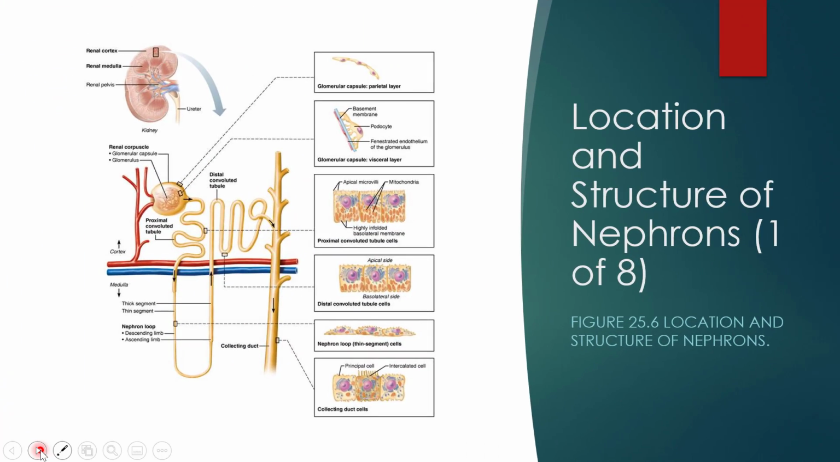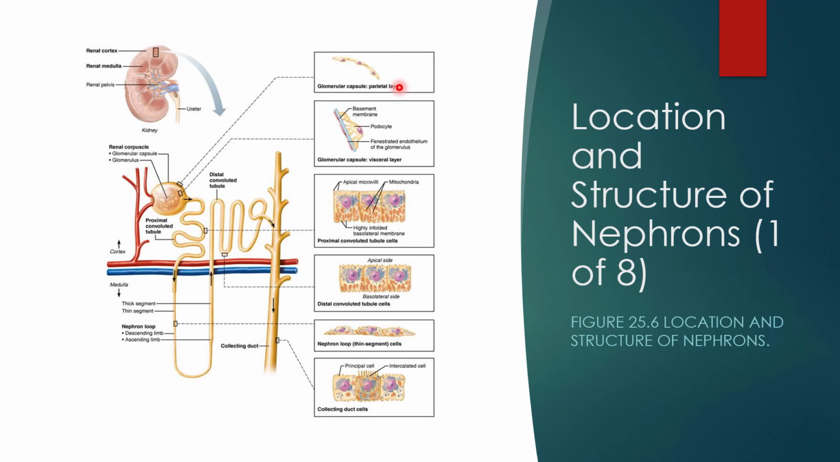And so let's take a look at more of the structure of the nephron. Let's find out pretty much what cells are found in each of the areas. And I mentioned already to you the Bowman's capsule. What's it made up of? Well, the visceral part is made up of podocytes. The parietal part is made up of simple squamous epithelium.